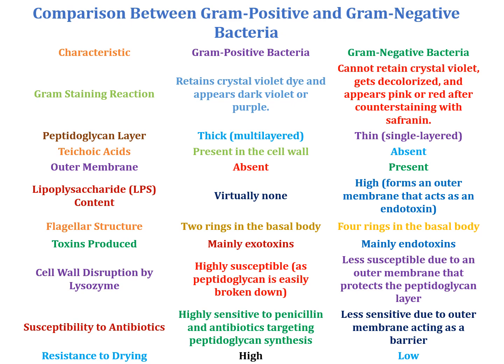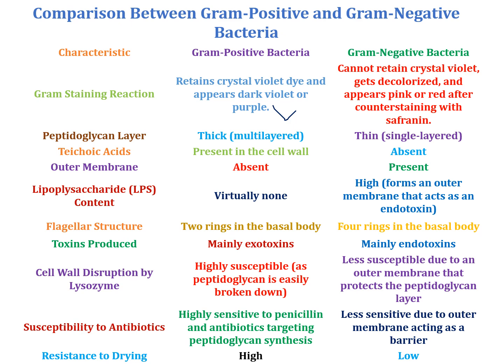Gram's characteristic, the gram staining reaction. Gram-positive bacteria retain crystal violet dye and appear dark violet or purple. Gram-negative bacteria can't retain the crystal violet, get decolorized, and appear pink or red after counterstain.